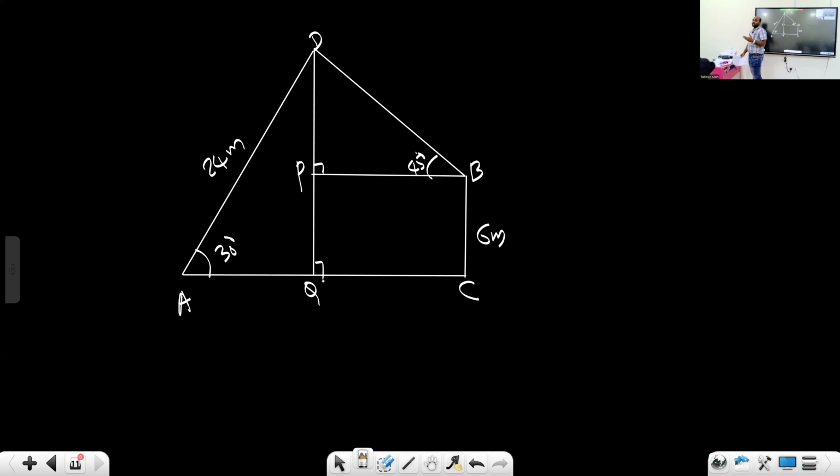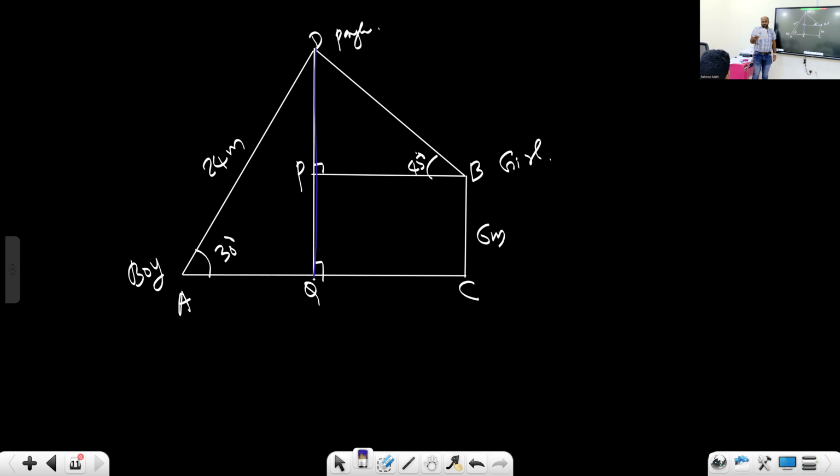Now, a similar question we did in the class, where instead of 24, 100 meter came. Find the distance of the paraglider from the ground. Here is the paraglider, and here is the boy, and here is the girl. Paraglider height. Boy is here, girl is there, paraglider is there.